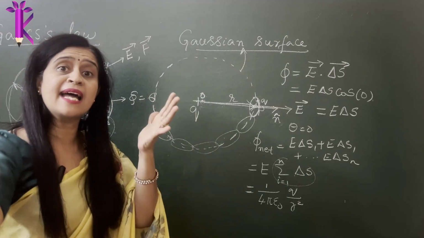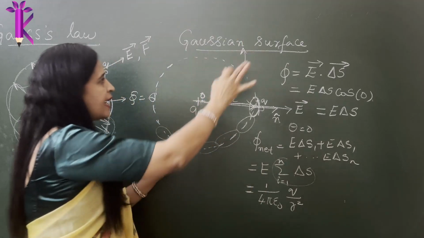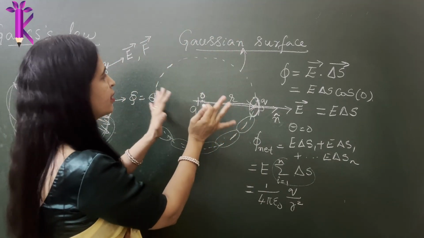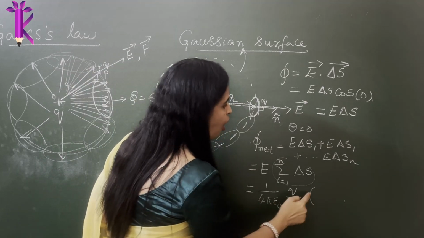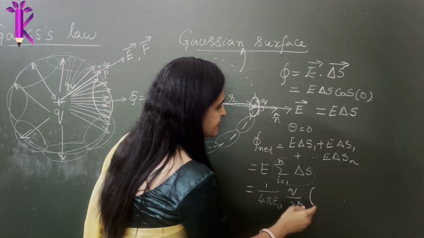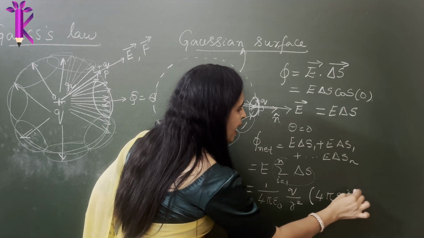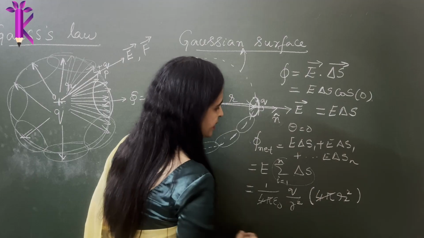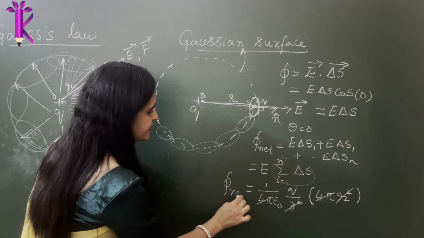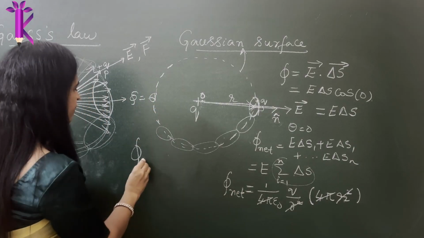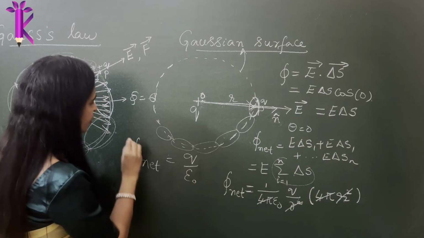If you add the entire surface area, what is the area of a sphere? This is the entire area of a sphere, the ball coming out of the board and going into the board. So basically it is the surface area of a sphere, which is given by 4 pi r square. So 4 pi gets cancelled, r square gets cancelled. What remains is the net flux, which is Q divided by epsilon naught.